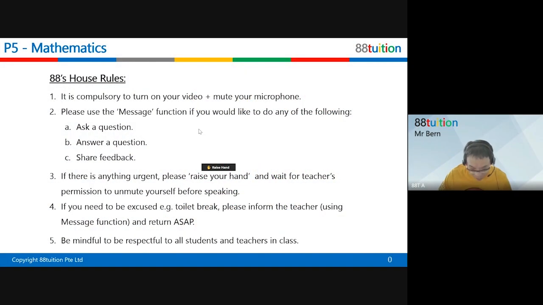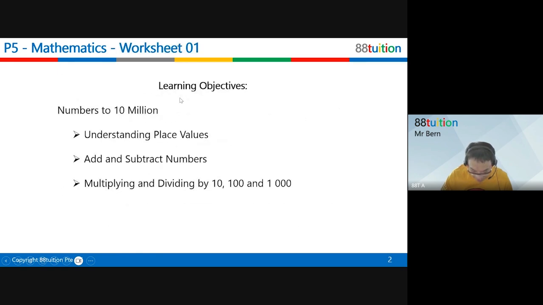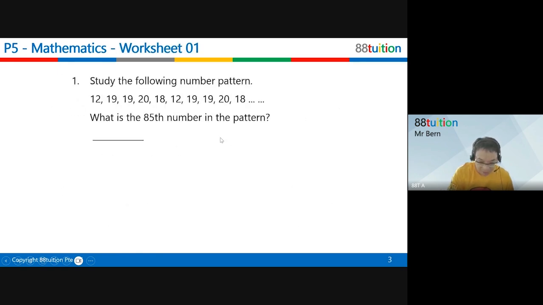Let's go into something very simple first. This is the first question inside your worksheet. All the ladies who attempted the question got it. The answer is 18. Everyone who attempted the worksheet got the answer 18.